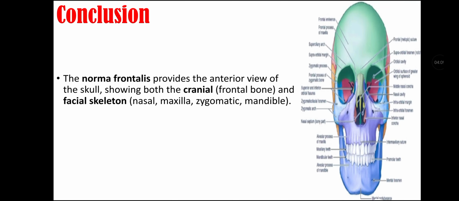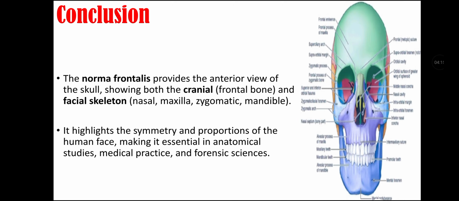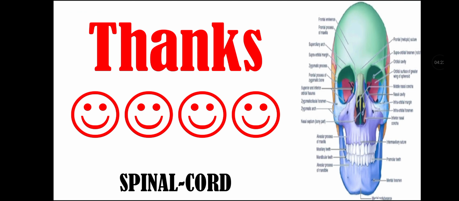Conclusion of this lecture video. Norma frontalis provides the anterior view of the skull showing both the cranial and facial skeletons. It highlights the symmetry and proportion of the human face, making it essential in anatomical studies, medical practice, and forensic sciences. And this was all about norma frontalis.